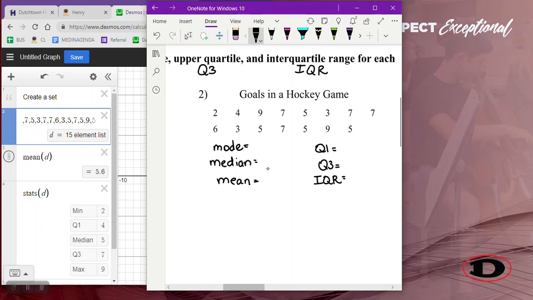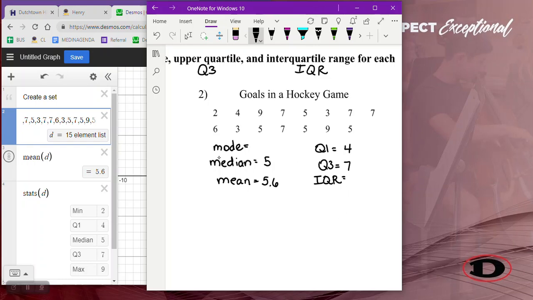So it looks like I have the median. The median is 5. It looks like I have the mean. Please don't have a conversation when I'm explaining this to you. 5.6. Q1 is 4. Q3 is 7.